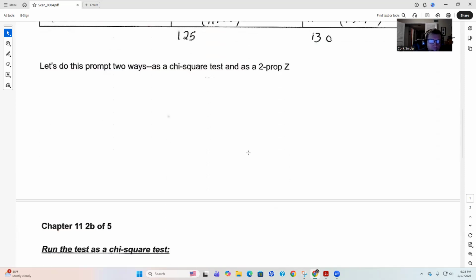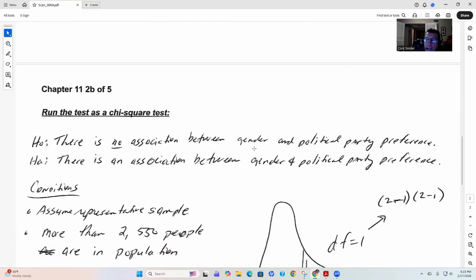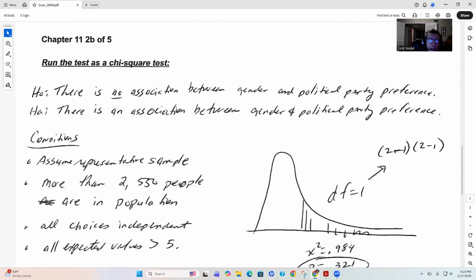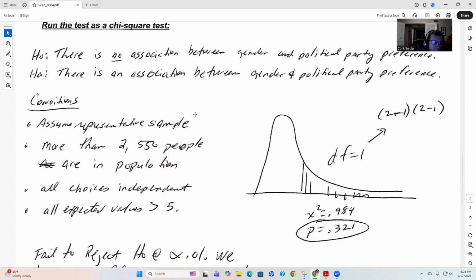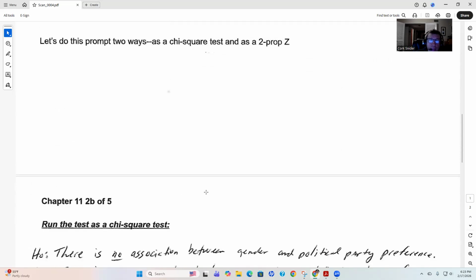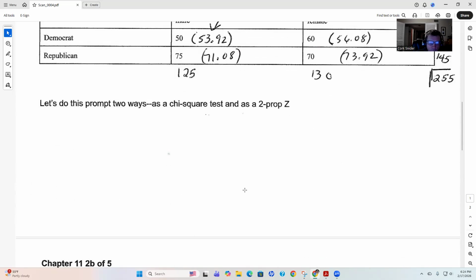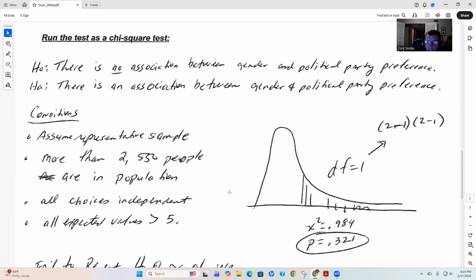Okay. So here we go. Let's run it as a chi-square test. Here is H0. There is no association between gender and political party preference. And then HA, there is an association between gender and political party preference. Okay. Conditions, you guys know these. Representative sample, 10 times the sample size. The sample size total was 255. So there's more than 2,550 people in the population. The choices are independent, and then all the expecteds are bigger than 5. I wrote them down here, so there's proof of that. Otherwise, you got to list them somewhere.